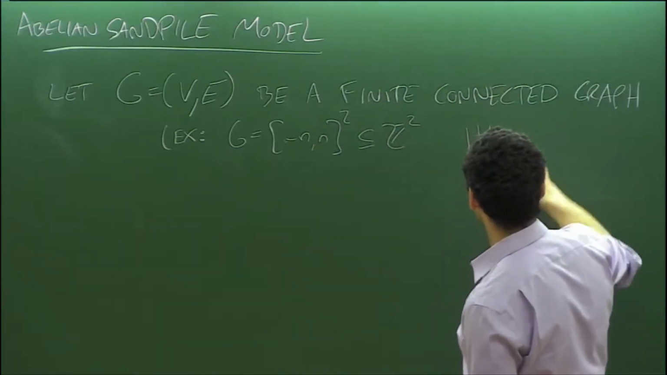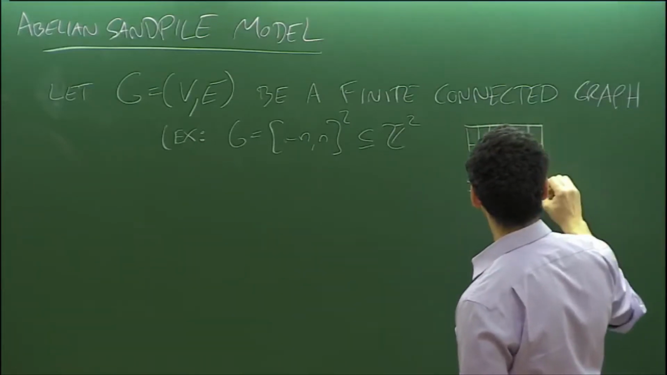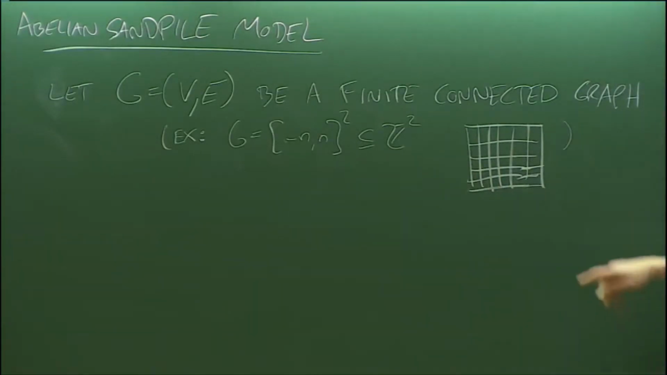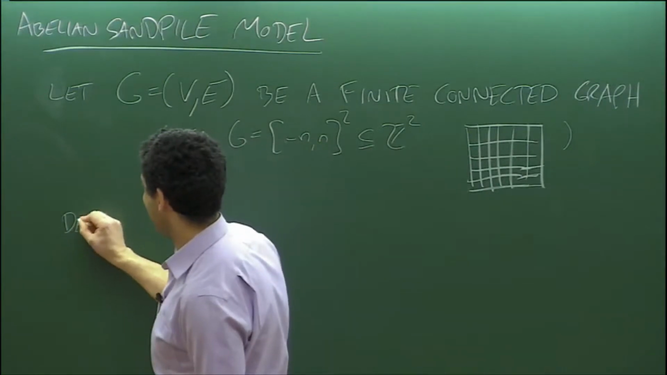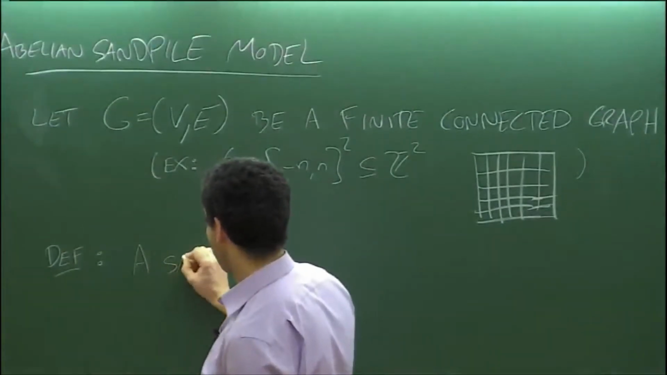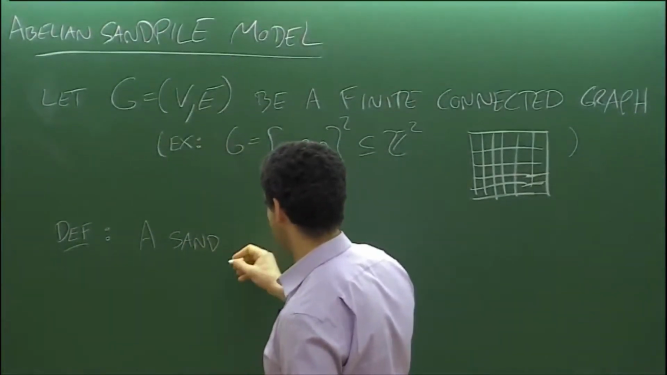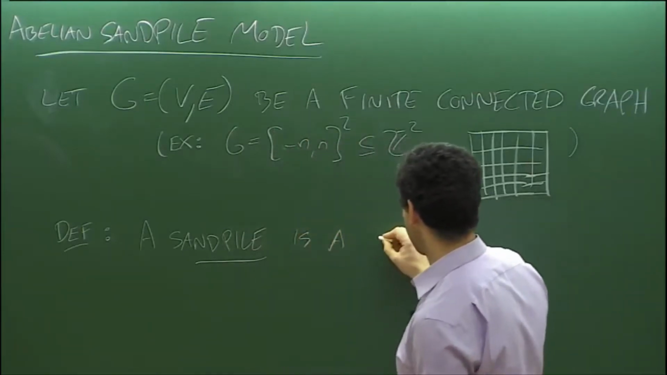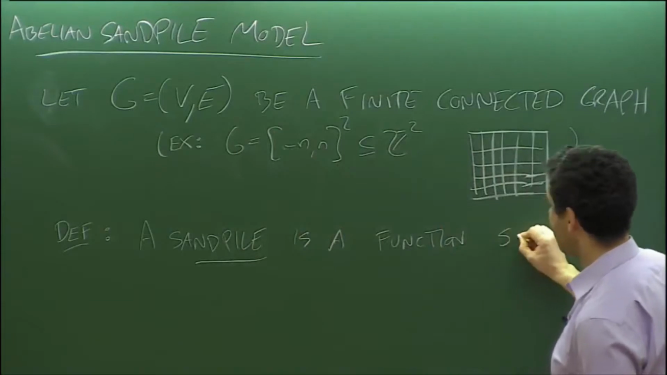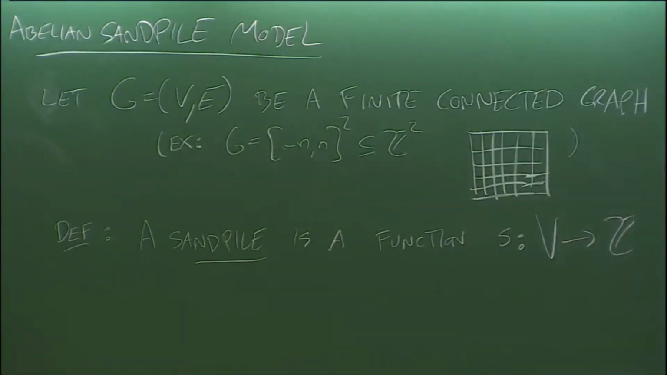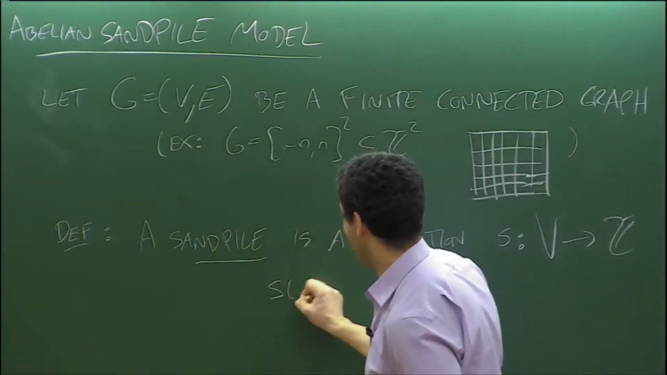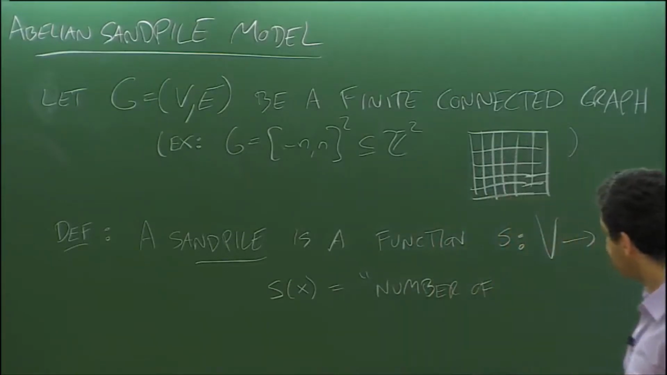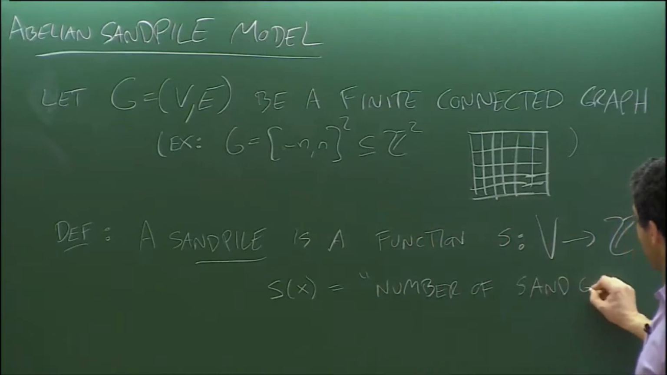And our sand grains are going to live on this graph. So let's say, physicists will complain about this definition, but that's their right to do that. So a sandpile is a function S from the vertices to integers. So what you think about here is, S of vertex X is the number of sand grains at vertex X.